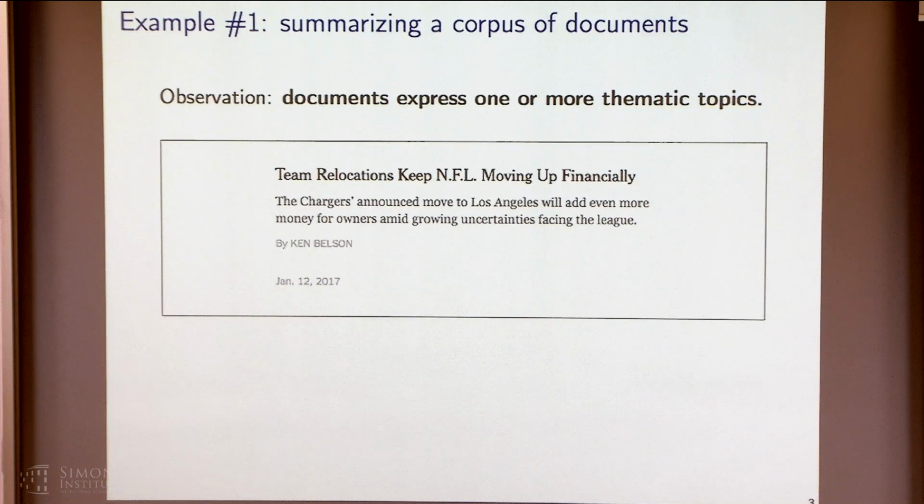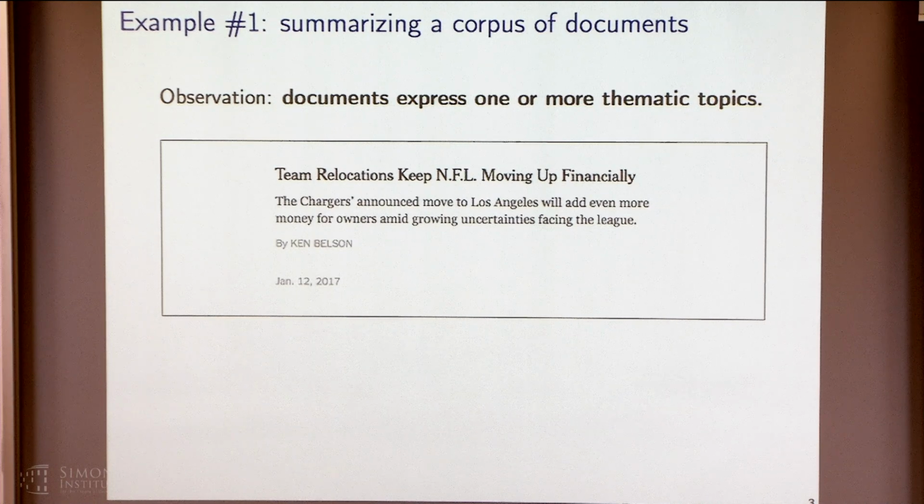Suppose you have a collection of documents, and it's a very large collection, but you don't have time to go through them all, but you just want to get a sense as to what these collections of documents are about. Your main observation, perhaps, is that these documents are about certain topics, and you can kind of tell what the topics are based on the words that appear in documents about those topics. Documents might express one or more of these kinds of topics.